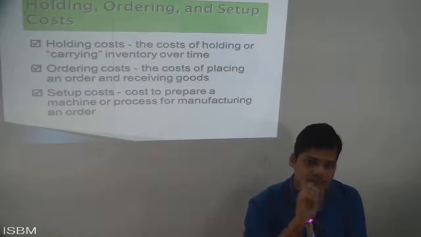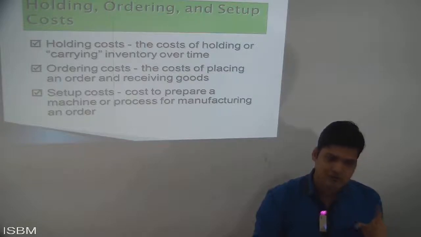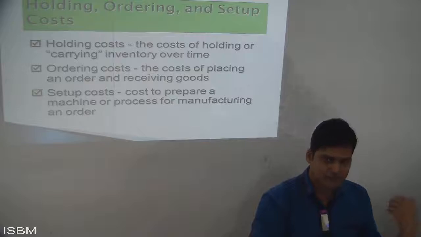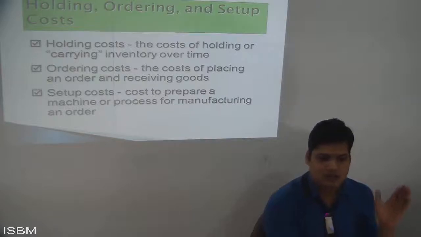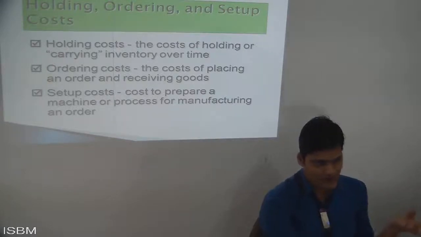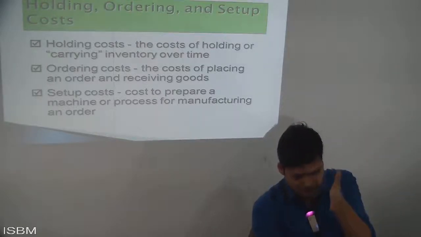Holding, ordering, and setup cost. What exactly is the holding cost? These terms are very important. Holding cost is the cost of holding or carrying inventory over time. Ordering cost is the cost of placing an order or receiving goods. When you receive some goods, or when you are going to order some goods, that is ordering cost. When you are holding or carrying a product, that is holding cost. Setup cost is the cost to prepare a machine or process for manufacturing an order, from raw material to final product. So these are all setup costs.